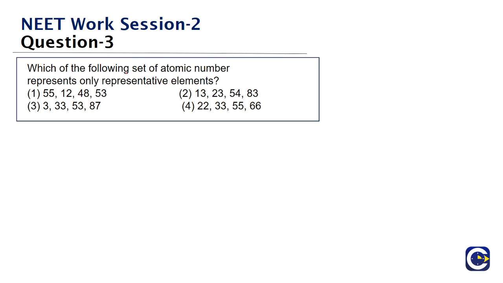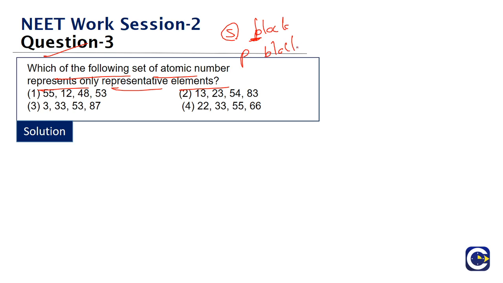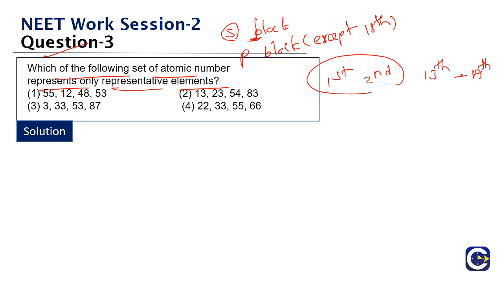Next we have another question based on the periodic table arrangement. Which of the following sets of atomic numbers represents only representative elements? So what are representative elements? We have the s block elements and the p block elements except the 18th group. Why not the 18th group? The inert gas elements we don't consider under the representative elements. Technically this is the first and second groups, and 13th to 17th. So this combined set is what we call the representative elements.